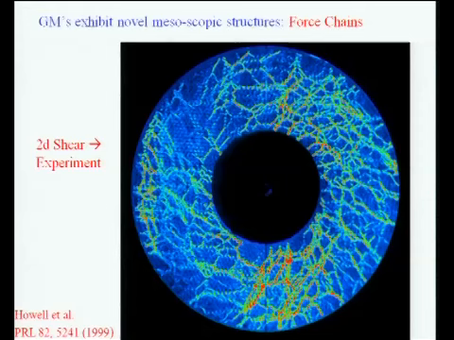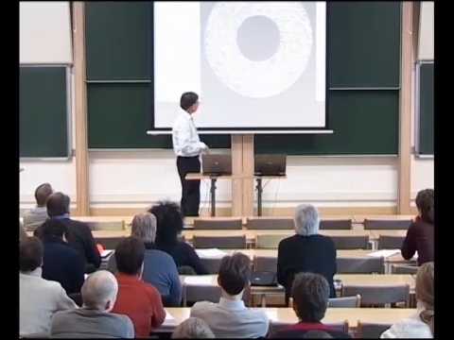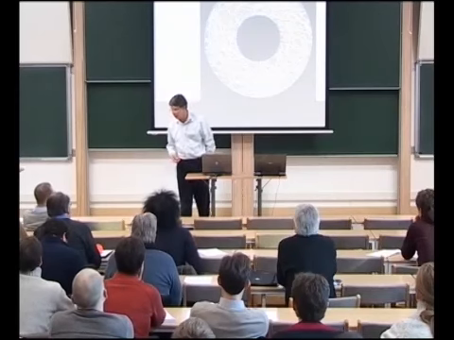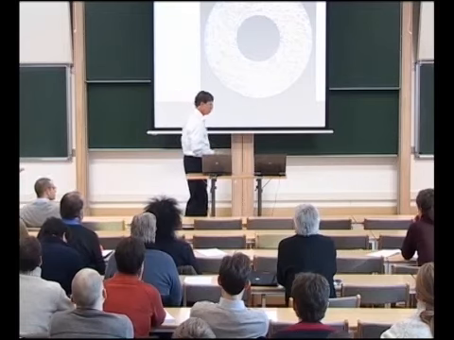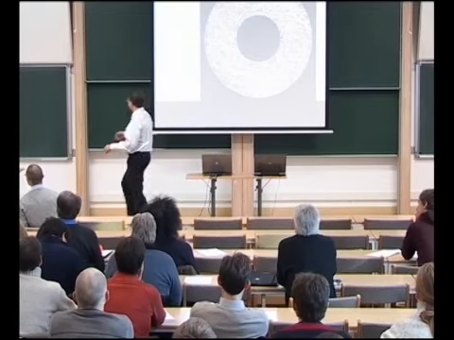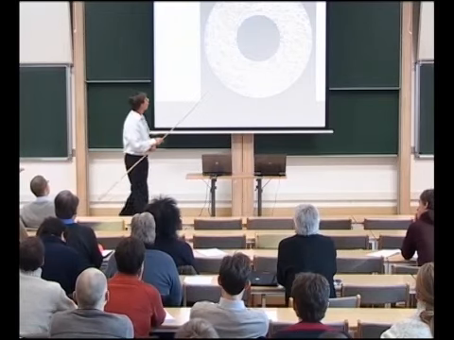Here's an example which shows the presence of these force chain or force network structures. This is physical data. It's taken from a Couette experiment, and I'll show you a close-up of the actual experiment.